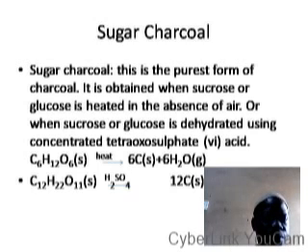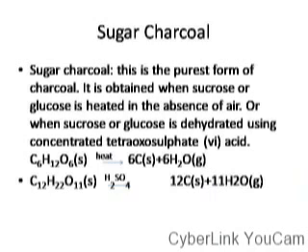sugar charcoal is formed. Another thing that can be done to obtain sugar charcoal is by adding concentrated tetraoxosulfate acid to sugar, either glucose or fructose or sucrose. When that is done, the sugar is dehydrated. The concentrated tetraoxosulfate acid added serves as a dehydrating agent by removing elements of water from the sugar, leaving behind black deposits of carbon. As you can see in the equation, this is glucose.